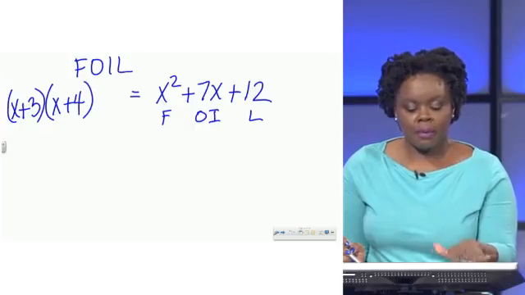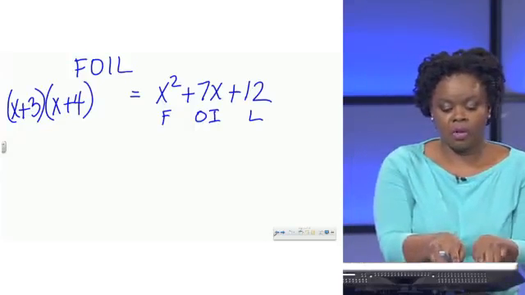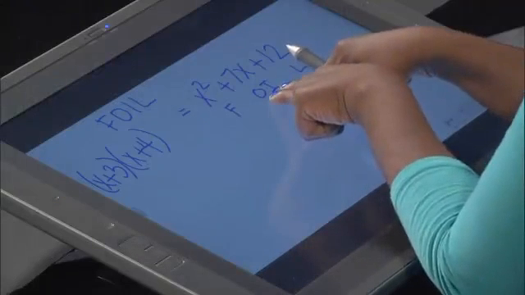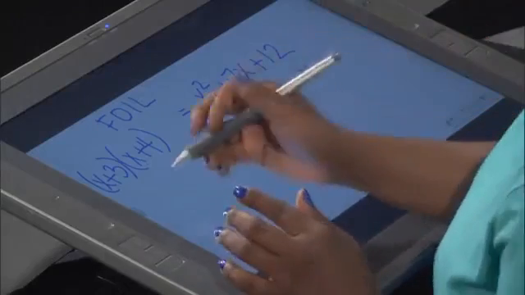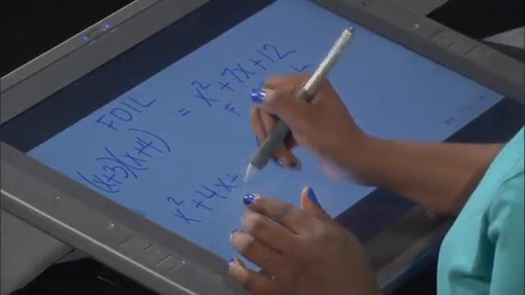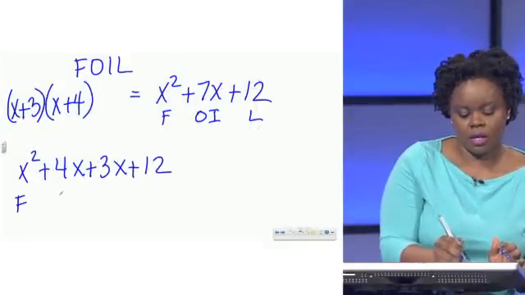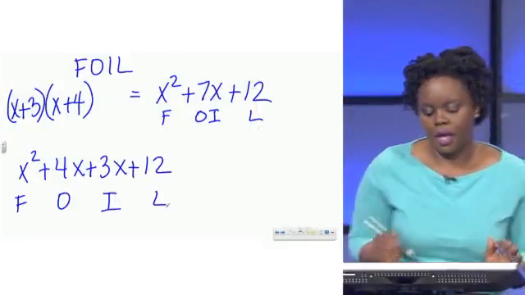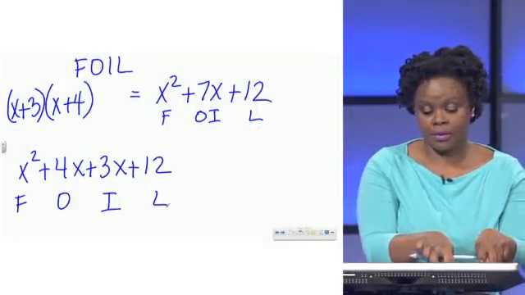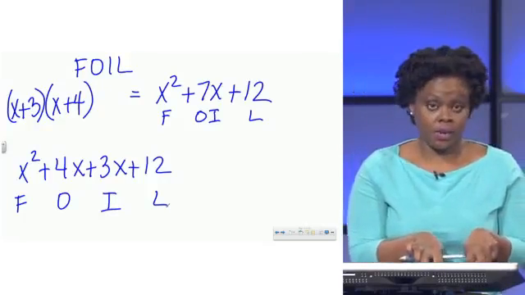Now, I'm going to flip back again and show you what I mean by that. Remember when we worked this problem out when it started like this? We said that our last term came from multiplying 3 times 4. And this inner term came about when we multiplied, let's get this work back, x squared plus 4x plus 3x plus 12. That was where this all began. So that last term came from multiplying 3 and 4 together, and that 7x came from adding the outer and the inner.